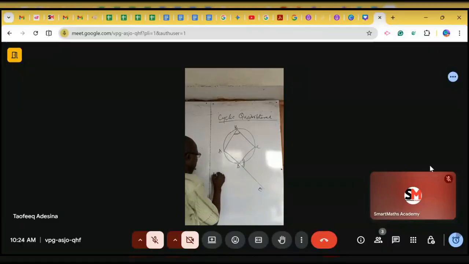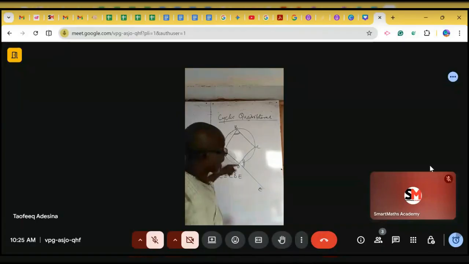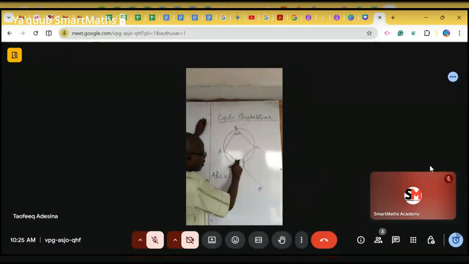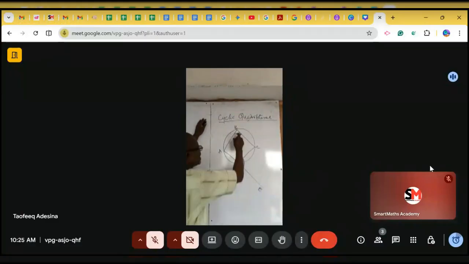It means A is C must equal to what? It's a very simple way of telling us that angles on a straight line add up to 180. But we know that the addition of these two is already 180. Also, the addition of these two is 180. Definitely, this and this must be equal.